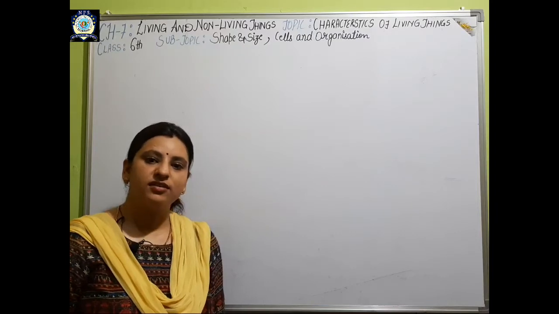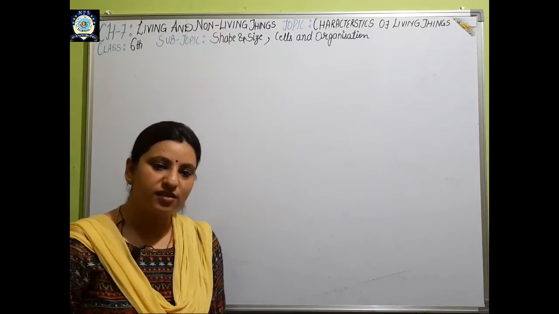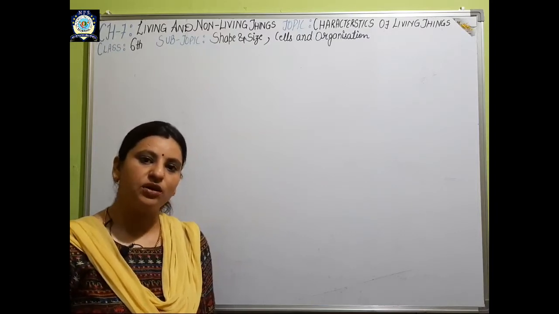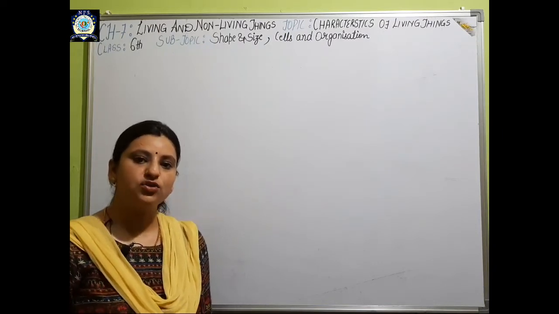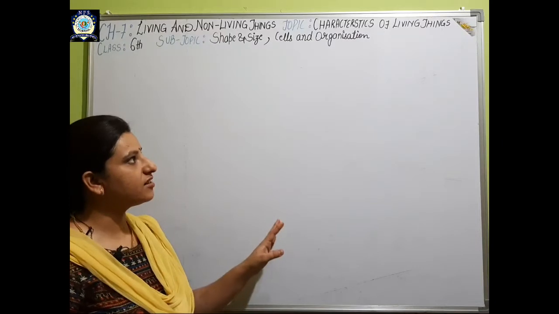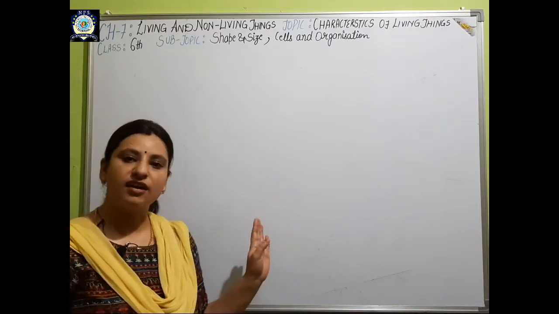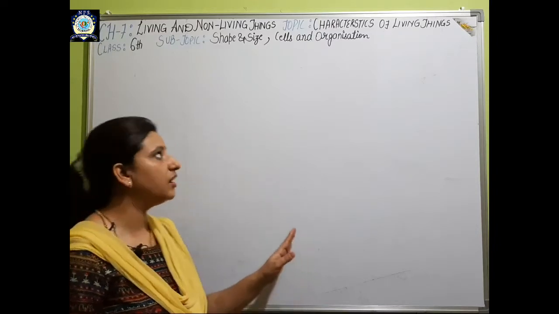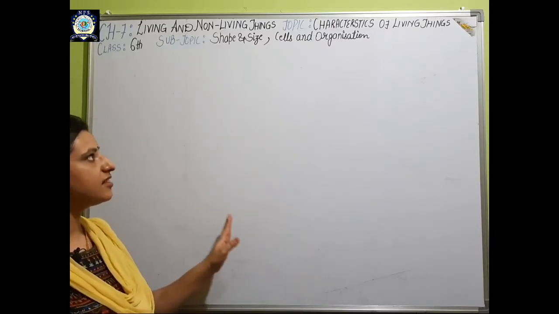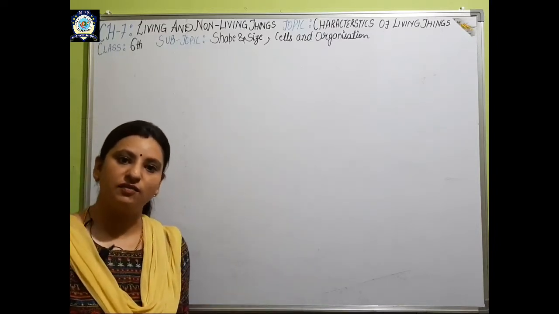The 7th chapter, living and non-living things, is going on, and we have discussed up to types and similarities of the living things. Today we are going to do the topic that is characteristics of the living things, and in characteristics of living things we will learn the subtopics, that is we will learn about the shape and size, cells and organization of the living things.